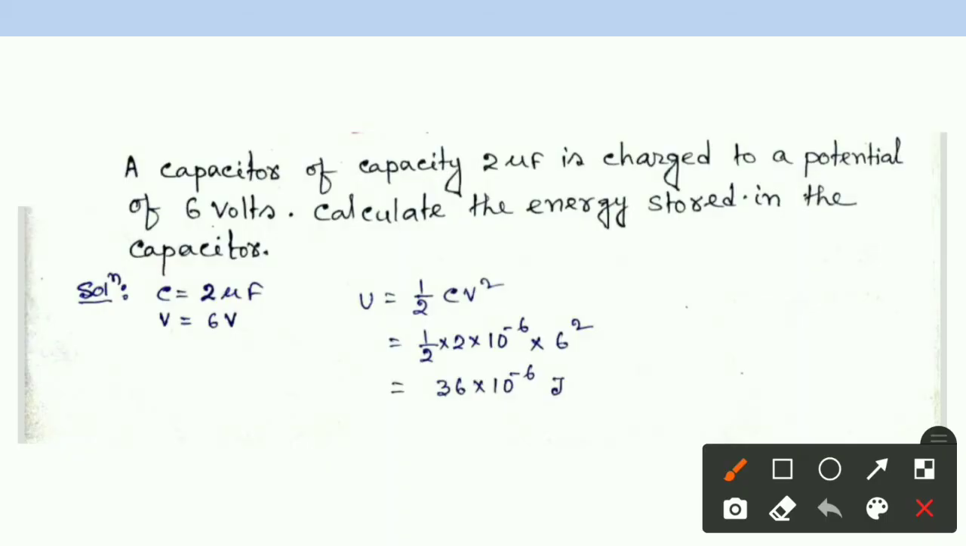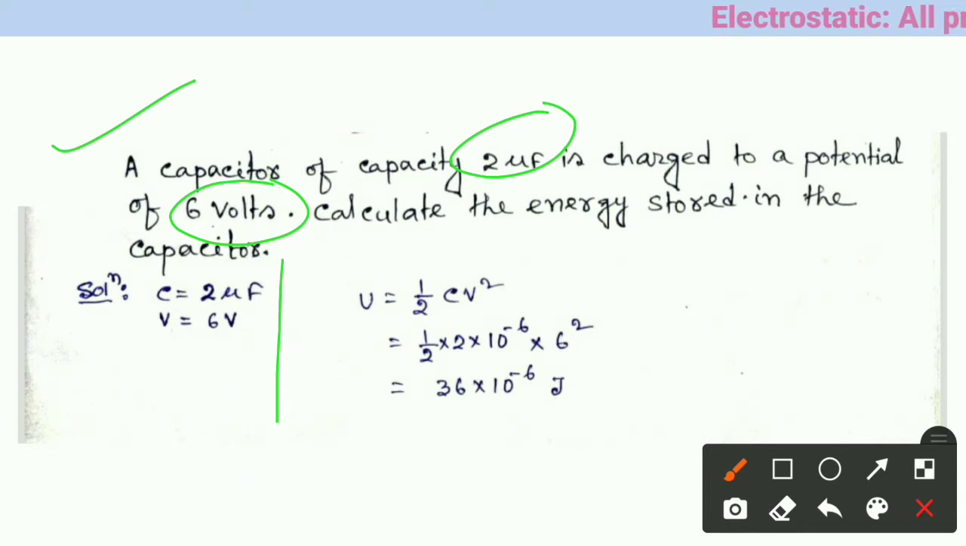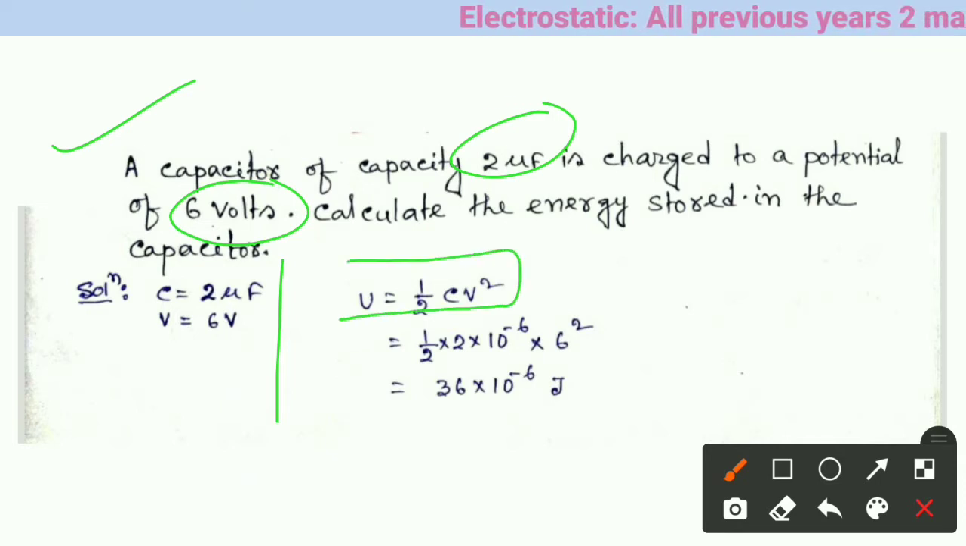First question: a capacitor of capacity 2 microfarad is charged to a potential of 6 volt. Calculate the energy stored in the capacitor. First of all, we have to write what is given in the question. Given: C is equal to 2 microfarad and potential V is equal to 6 volt. So energy U is equal to, we know the formula, half CV square.